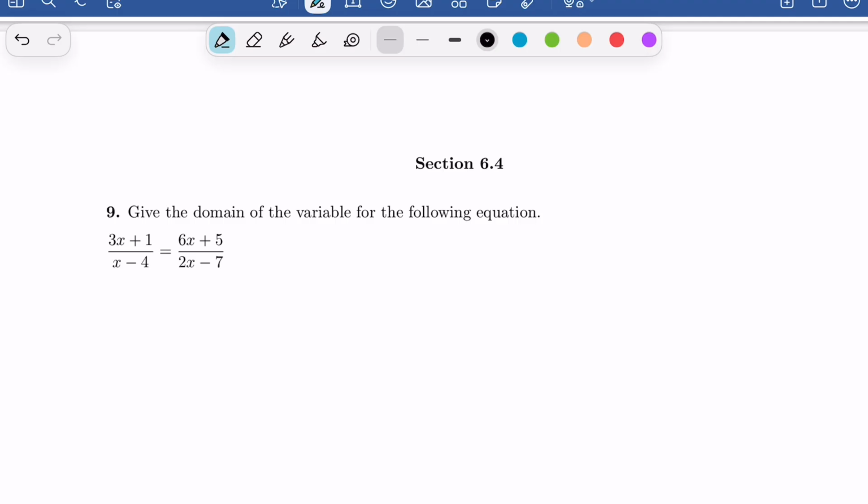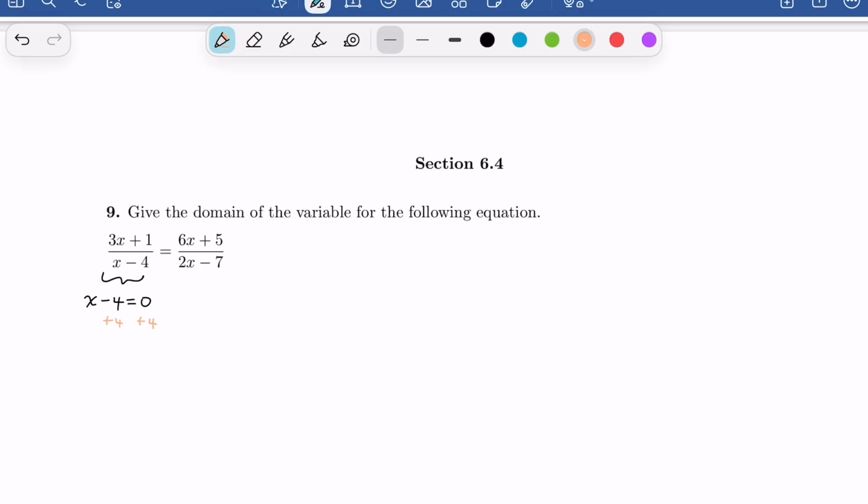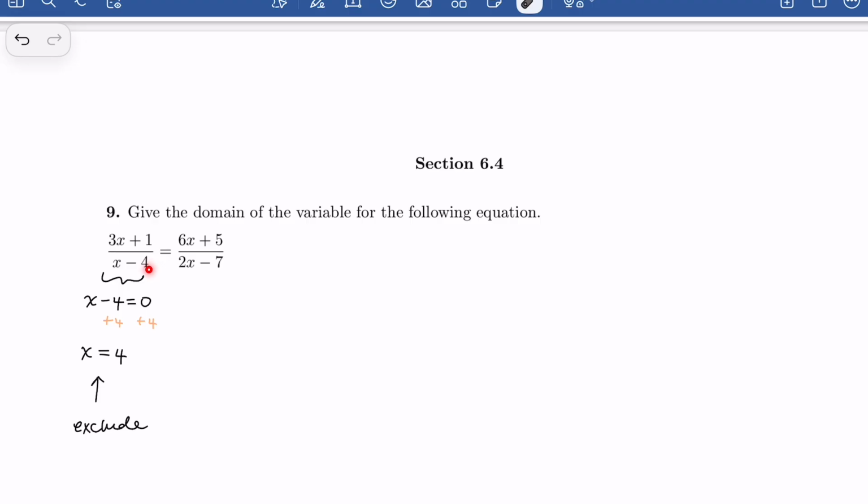So let's set this denominator equal to 0. We have x minus 4 is equal to 0. Well, if x minus 4 is equal to 0, then this must mean x is equal to 4. We can find this by adding 4 to both sides of this equation. So we're going to get that x is equal to 4. So this is the value that we're going to exclude from our domain, because if x is equal to 4, then this denominator gives us 0. And again, we can't divide by 0. So that's one value that we need to exclude from our domain.